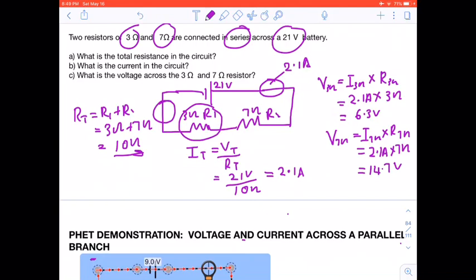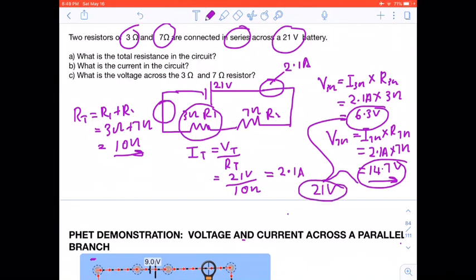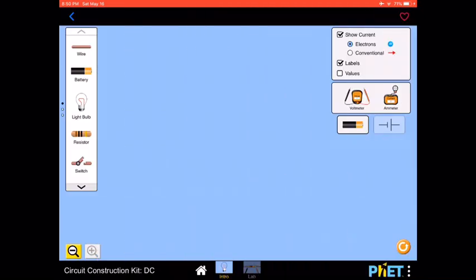14.7 volts. Right, so there you have it. There you have that, and there you have that, and together they give us 21 volts, which is the voltage of the battery. Now let's go and have a PhET demonstration.